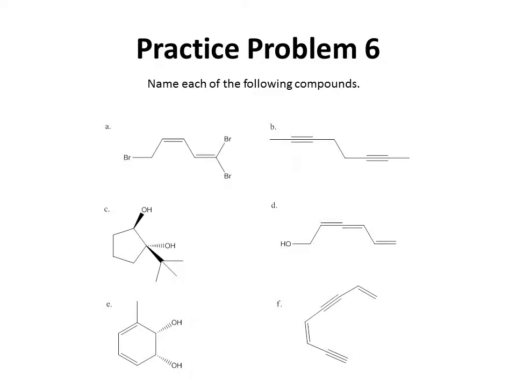Practice problem 6. Name each of the following compounds. In all of these cases, you're going to have multiples of the functional groups that we've just discussed, the carbon-carbon double bonds, carbon-carbon triple bonds, or the OH groups. And you may even have a mixture of the two in the structure. So make sure you follow those rules that you see in the previous slide. At this point, you'll want to pause the slide to work on the problems.